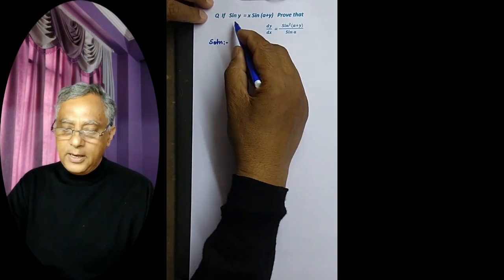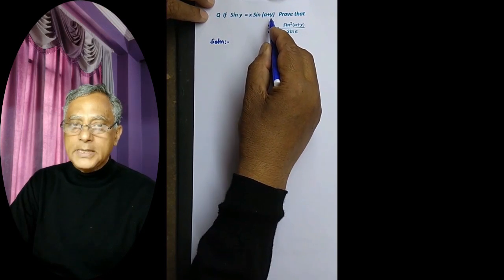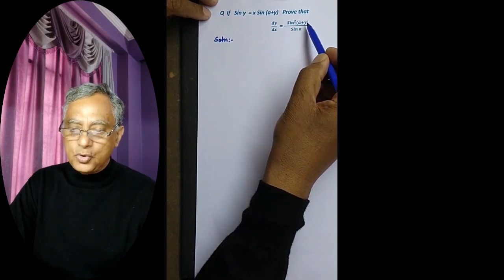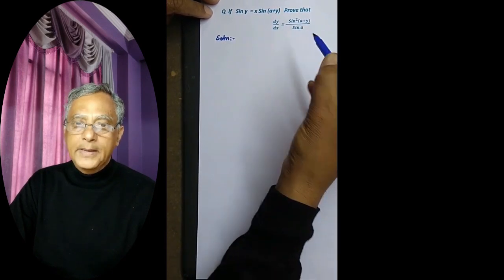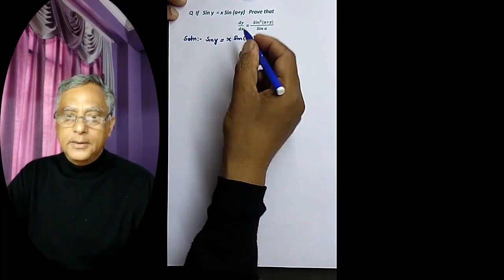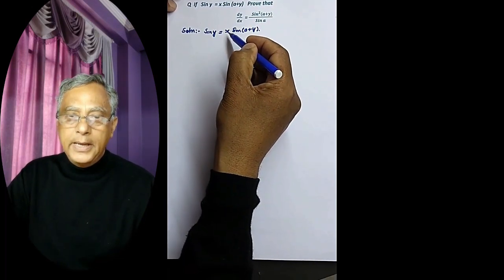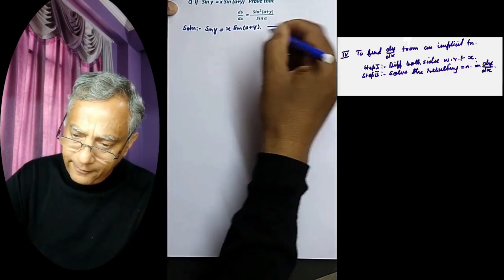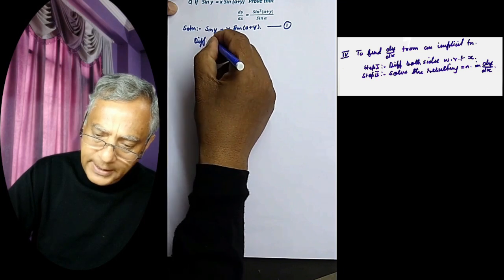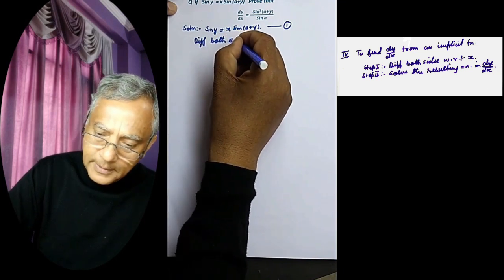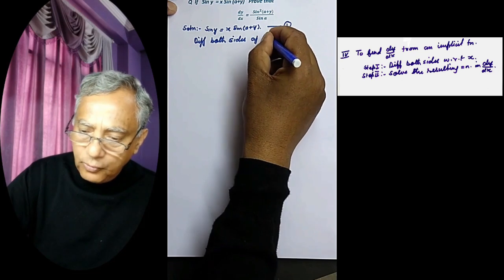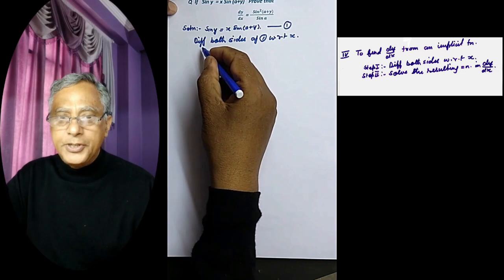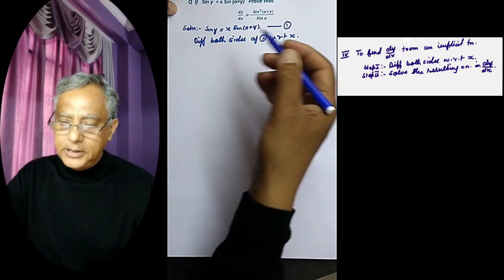Next question is, we are given sin y is equal to x into sin(a plus y). Prove that dy by dx is equal to sin square(a plus y) over sin a. We are given this equation and we have to find dy by dx. So what we do is, we differentiate both sides of 1 with respect to x.